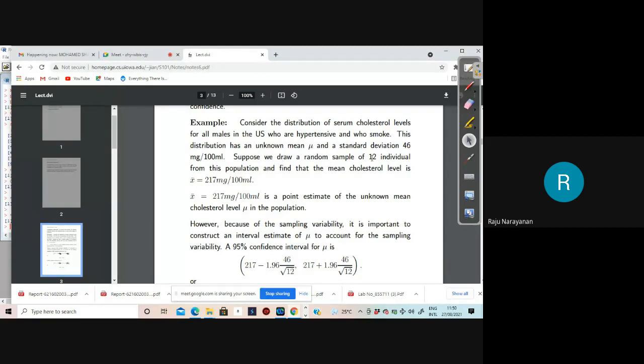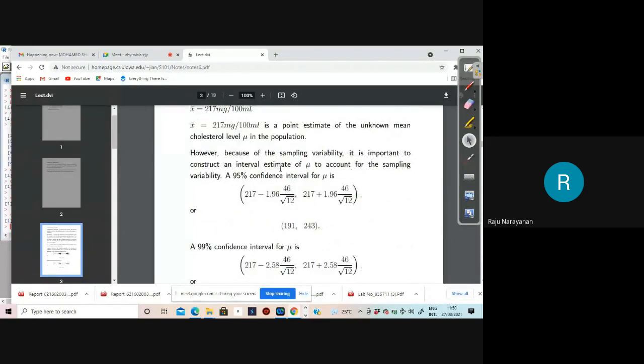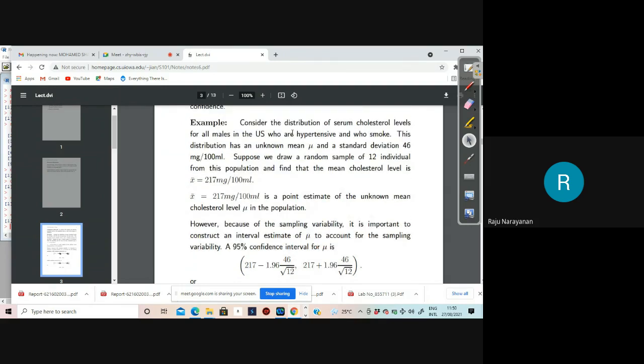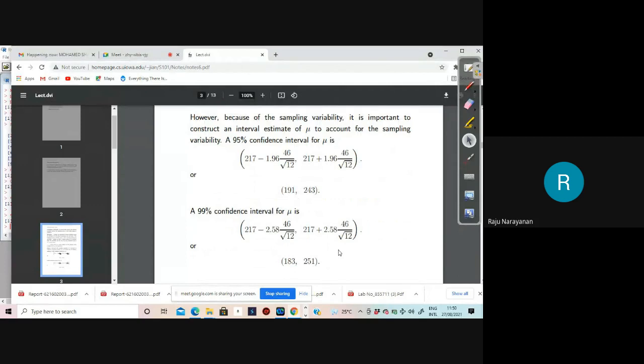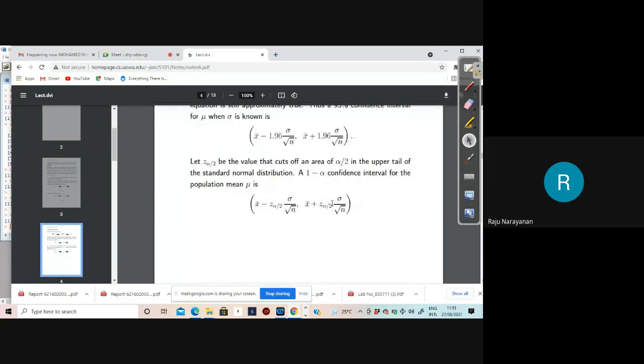Suppose we draw a random sample of 12 individuals from the population and find the mean cholesterol. Sample size is important to consider for an interval estimate of mu. They are not going for point estimation. They got 191 for 243. For that population, the 95%, 99% confidence interval is 183 to 251, like that. X bar, this is what we have done now: X bar minus 1.96 sigma by root n less than or equal to mu, etc.